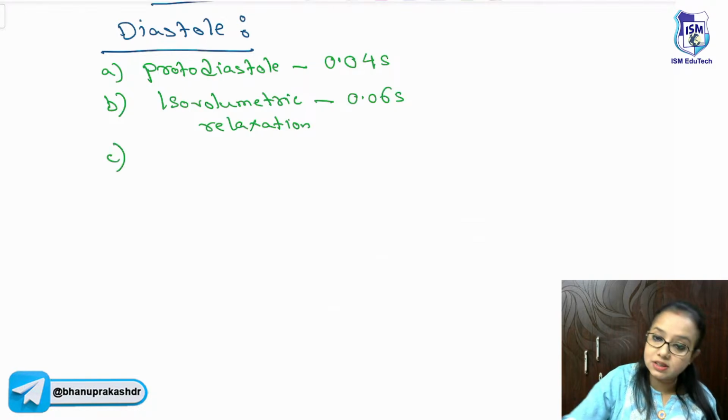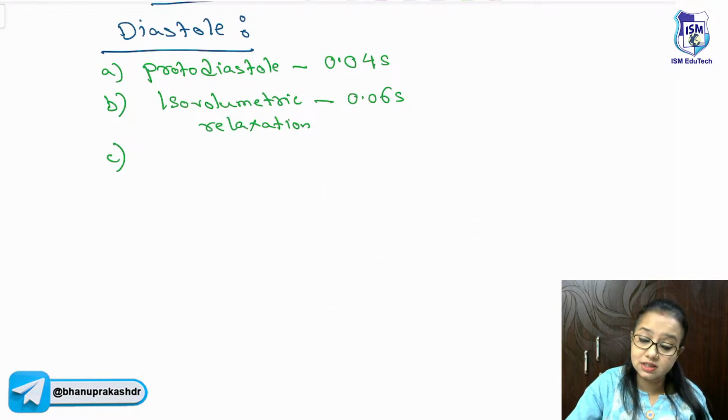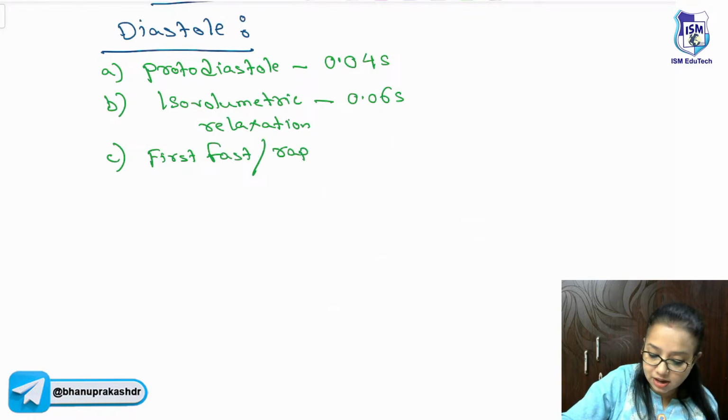Okay. Now once there is relaxation of the ventricle, the event that starts is the filling of the ventricle by the blood. Now the filling is also not constant. It's not that the filling is happening at the same rate, at the same speed. At first, there is first fast or rapid filling of the ventricles. Okay.